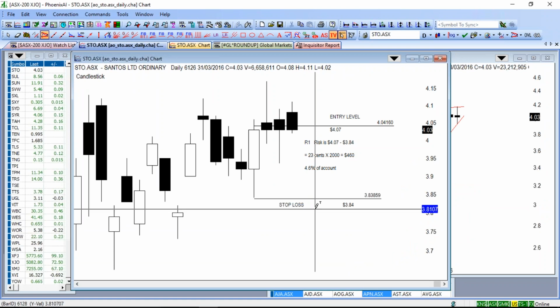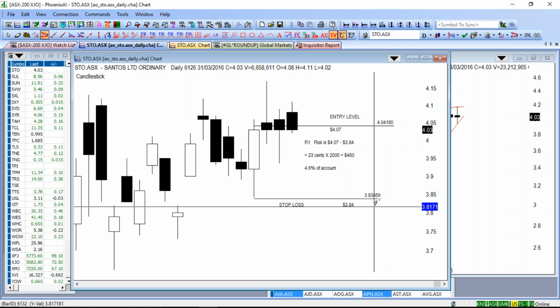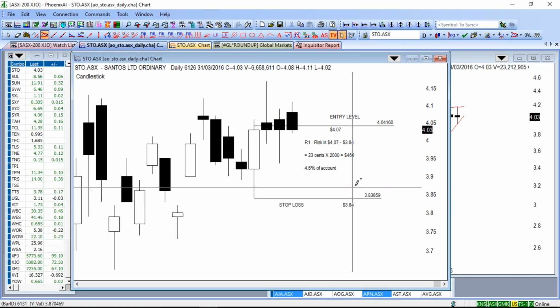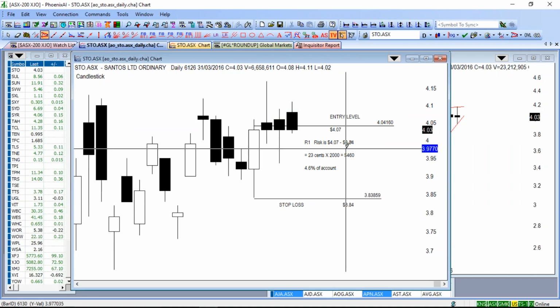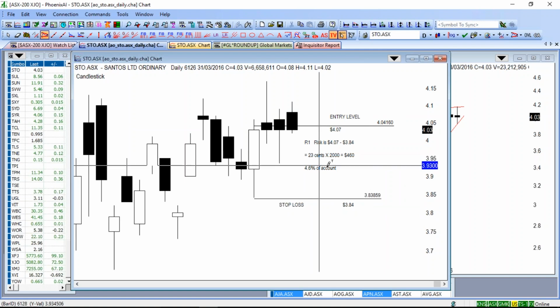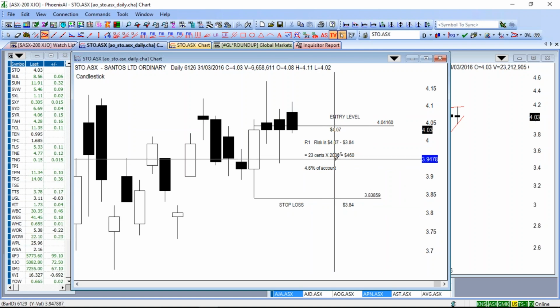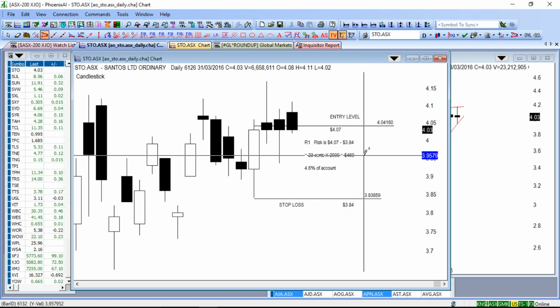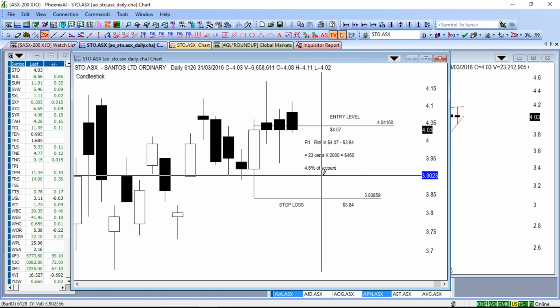So it is as simple as this: the entry was 404, the stop loss is 384. If I risk 23 cents on the trade, my position size is 2,000 units. The most I can lose on this is $460, which is 4.6% of the account. Now, someone said that 4.6 is a large position in the account. Yes, it is. I agree with that, and I'm not recommending 4.6%. The account was there to be traded as an aggressive account.